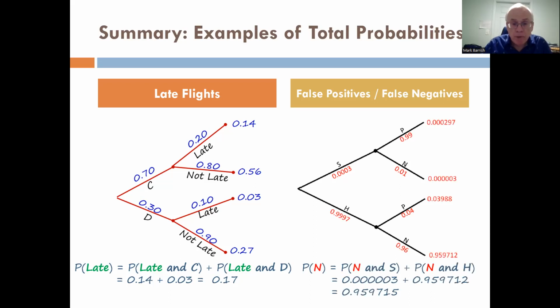And by the way, this one here is the second case where we looked at the false positives and false negatives. If you want to know the probability that you pick somebody random and they have a negative diagnostic test, then it's simply the sum of these two numbers down here.